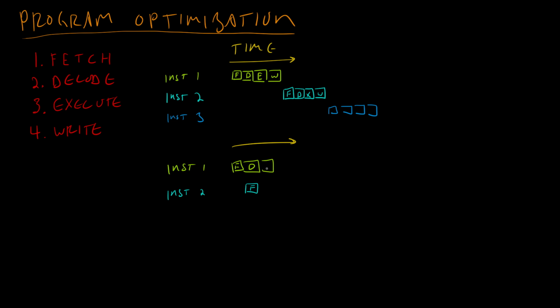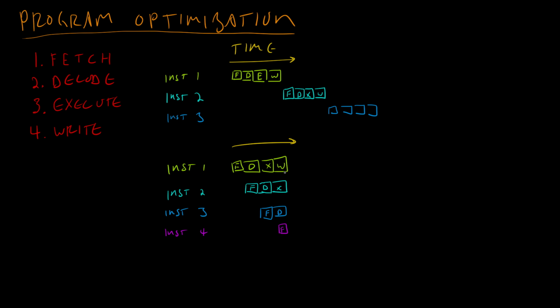And then as we're executing the first instruction, now the decode circuits are free, so we can decode the second instruction, and now the fetch circuits are free, so we can fetch the third instruction, instruction 3. And we can go on like this. We can have instruction 4. We can fetch that while we decode the third instruction, while we're doing all this at the same time. So you can see how this is much faster.